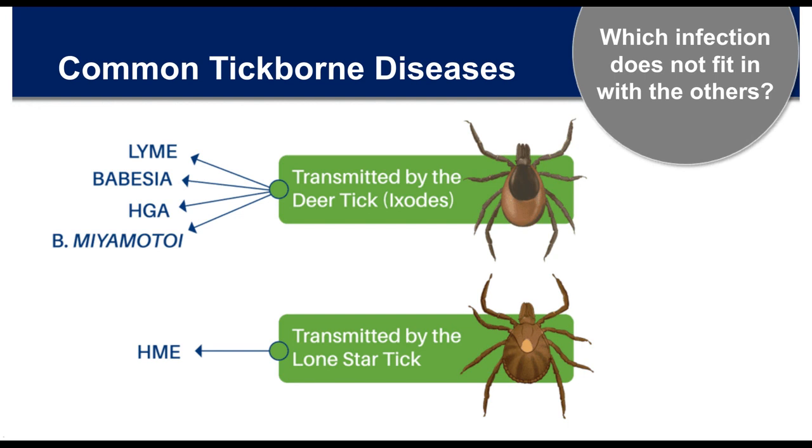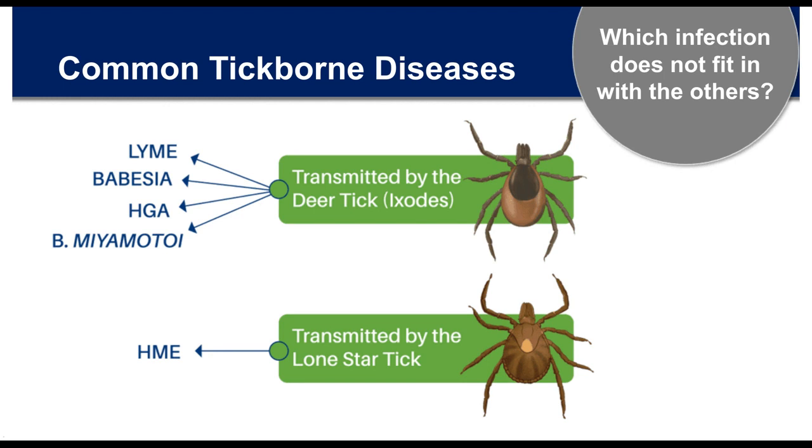So here are the ticks that transmit these TBDs, tick-borne diseases, to us, and you could classify them in different ways. The question in the upper right says, which infection doesn't fit in with the others? And of course, the way this slide is set up is to call attention to you that HME, human monocytic ehrlichiosis, or just ehrlichiosis, is transmitted by a totally different tick than the common deer tick that we're all used to. The dot on the back of that tick reminded someone of a lone star.